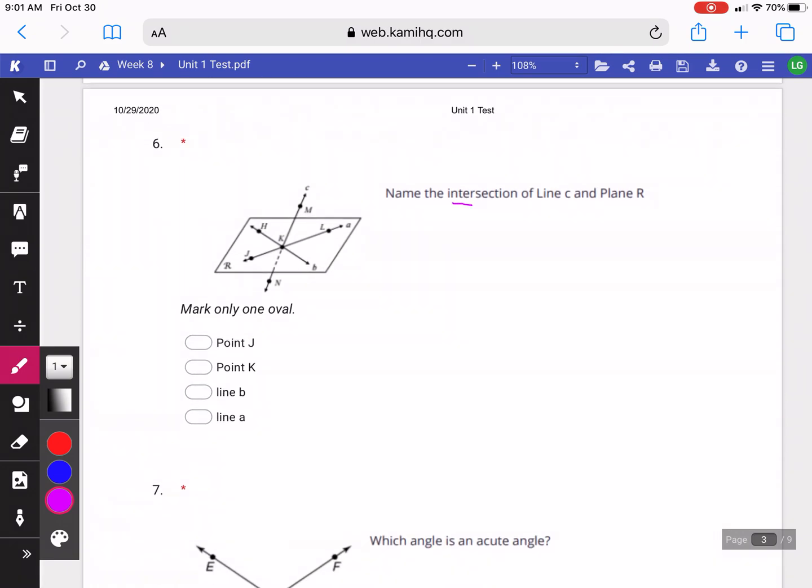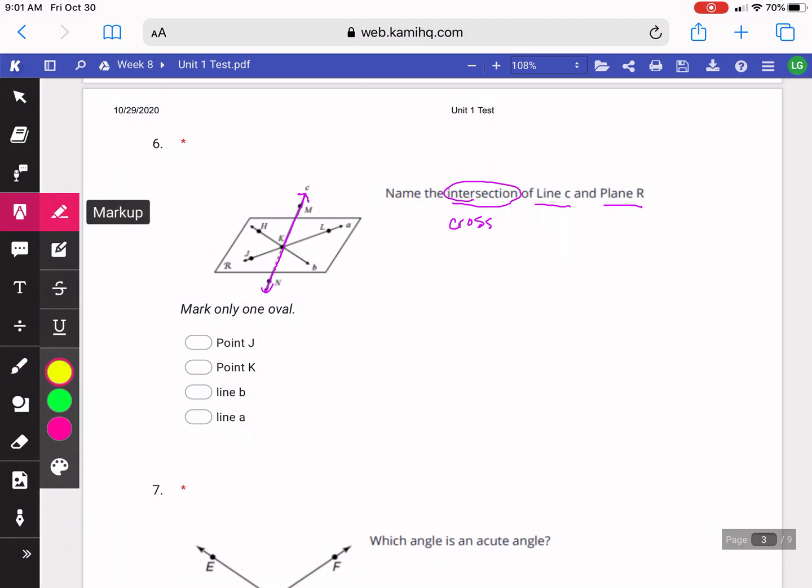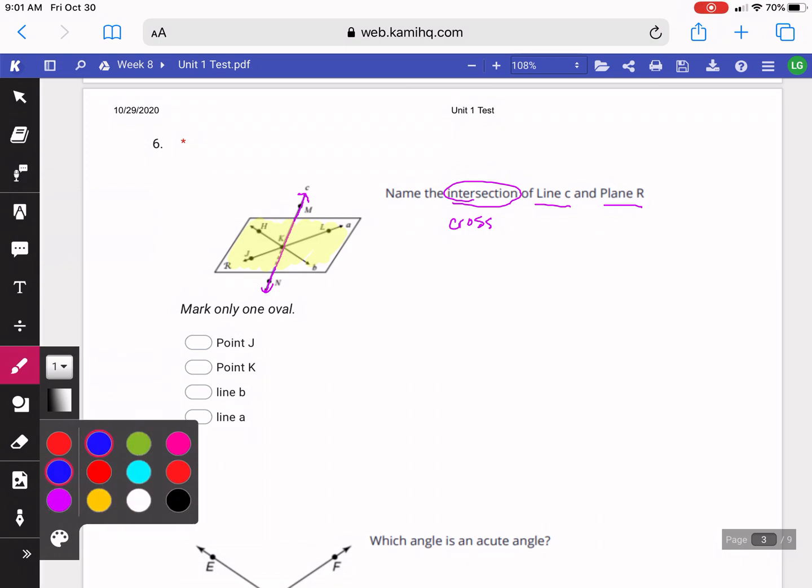This next question wants to know the intersection of line C and plane R. Intersection would be where they cross. So we're going to look at line C, which is right here. And plane R is this whole plane down here. So they want to know where line C crosses through plane R. Well, if you look carefully, that's happening right here at point K.